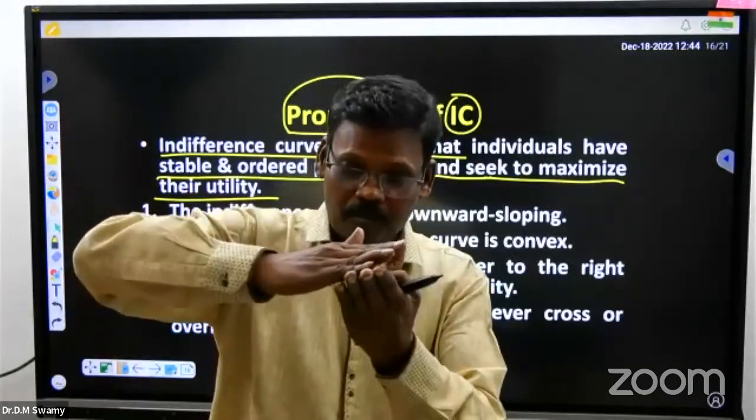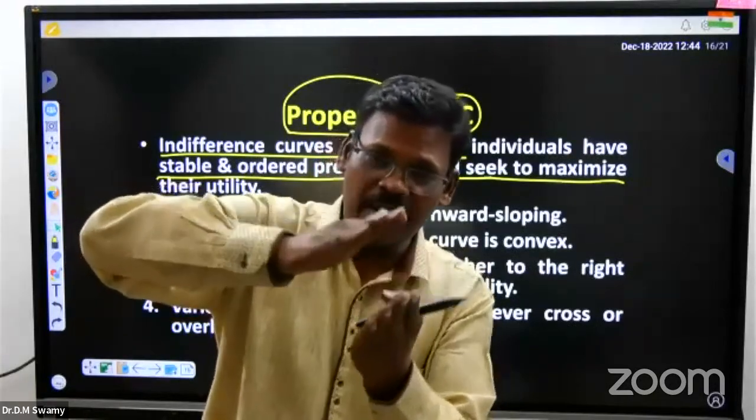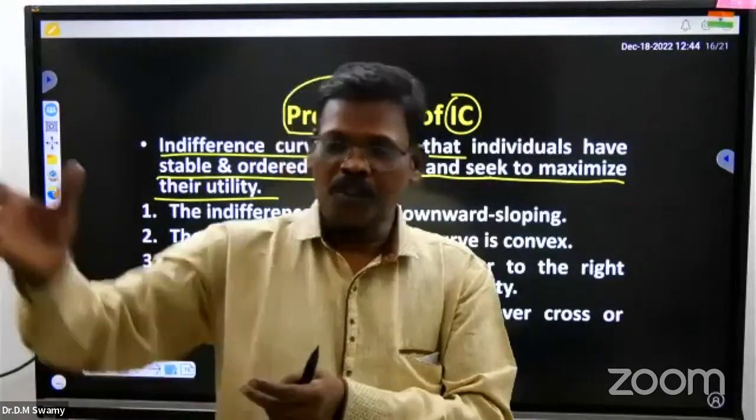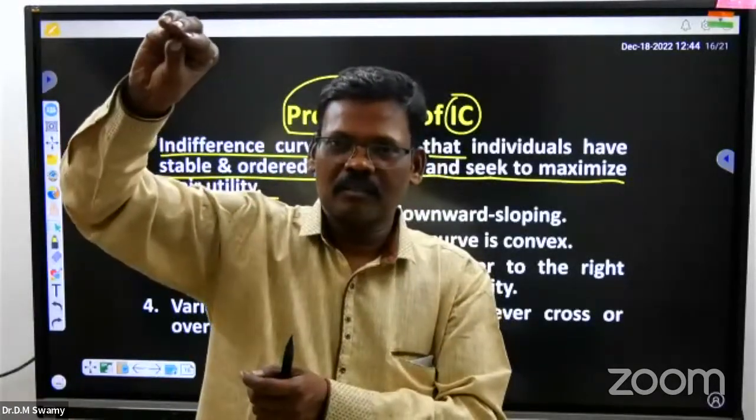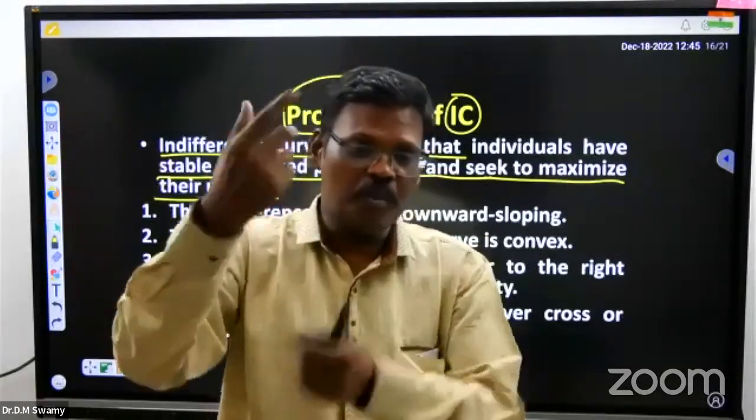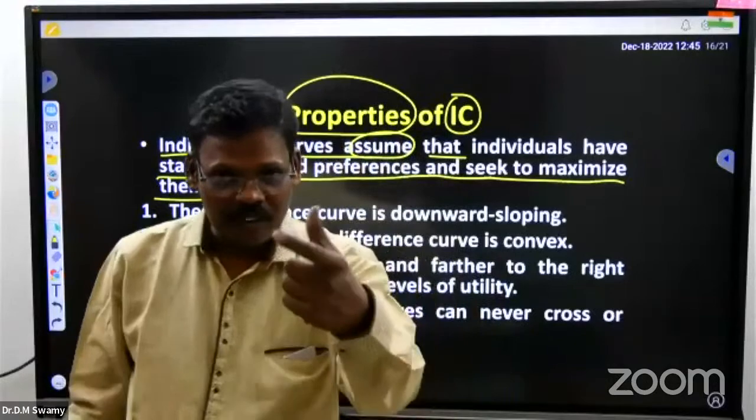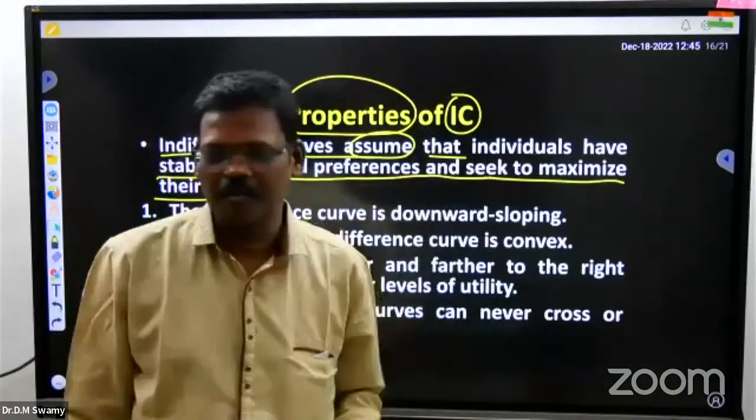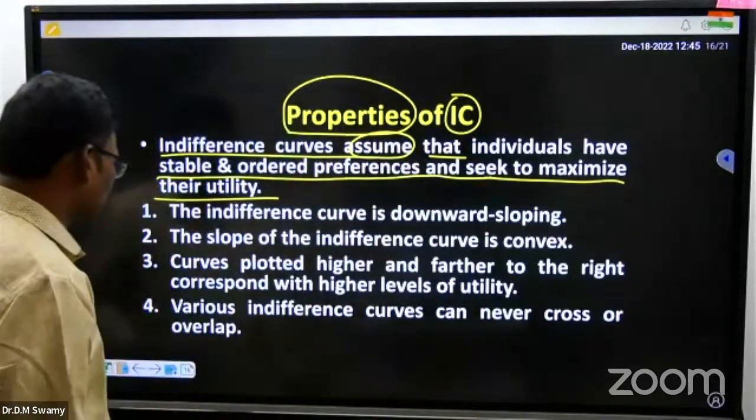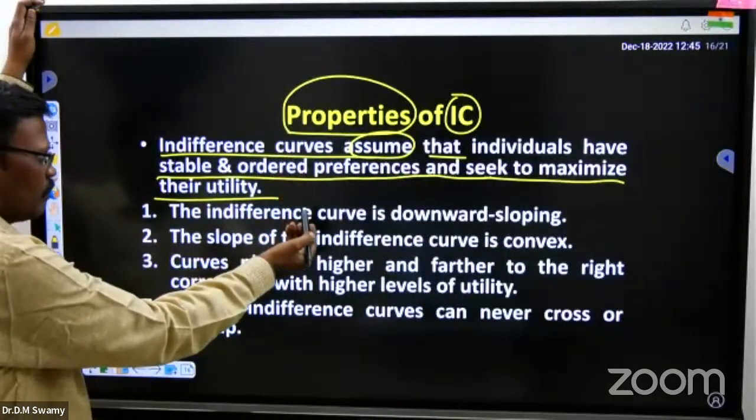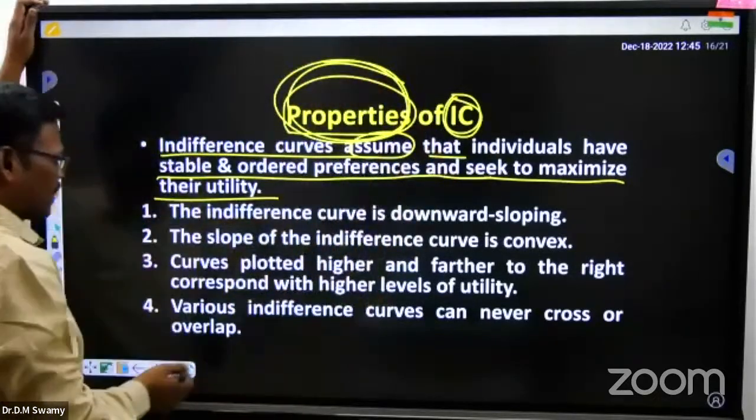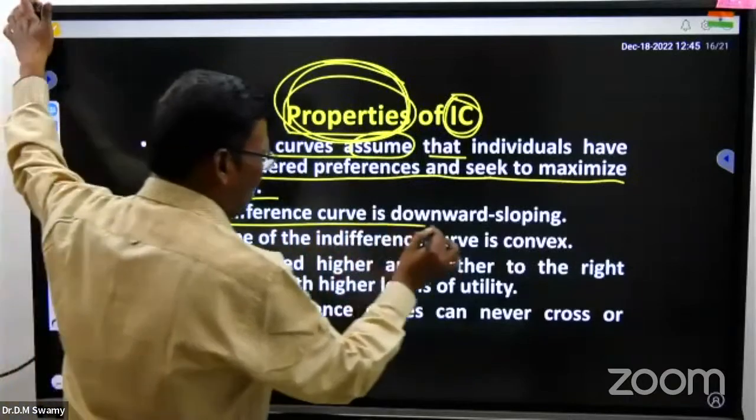On the same curve with different combinations, people will get the same level of satisfaction. But consumer behavior always tries to seek more utility, just as producer behavior is to get more profit. Like that, the consumer will always try to get a higher level of satisfaction, which means more consumption.